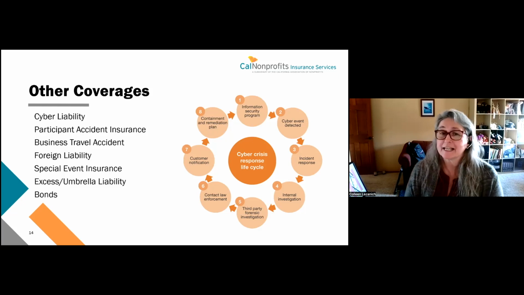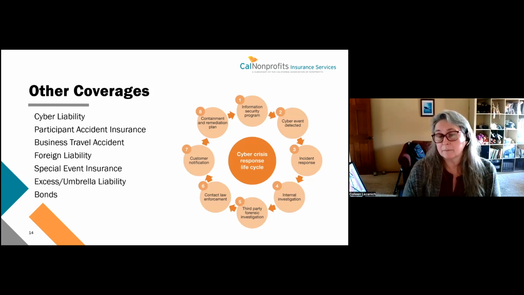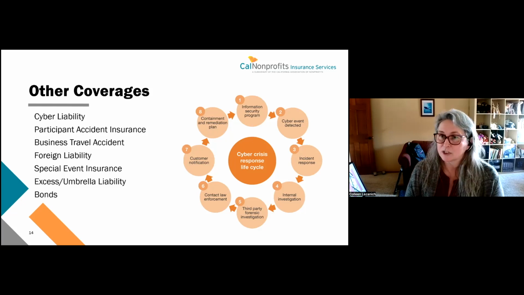Other coverages that are very, very common: cyber liability. I already mentioned volunteer accident insurance, but also participant accident insurance. If you're doing an event, or you have, for example, a bunch of youth, you might want to get participant accident insurance in addition to the volunteer accident. Business travel.